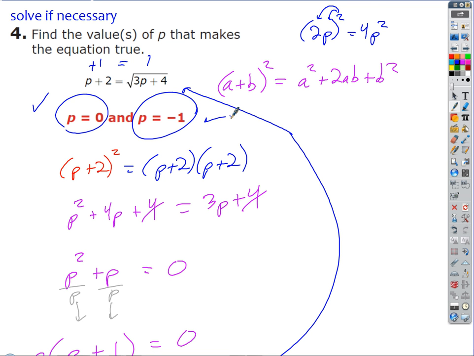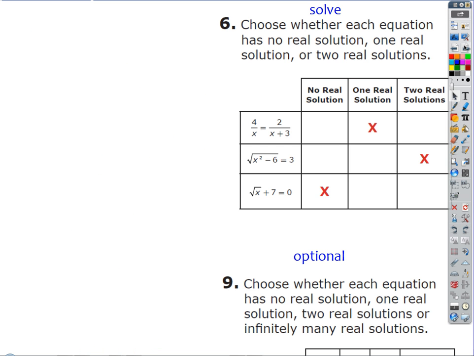Okay? Did they both have to work? No. Maybe one of them works next time. Maybe none of them work next time. Right? But you got to check each time when you square both sides of an equation. Okay? All right. What about this?